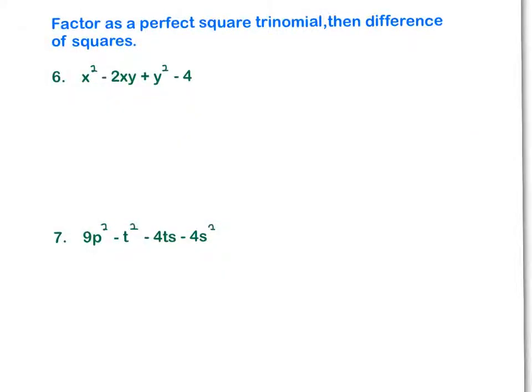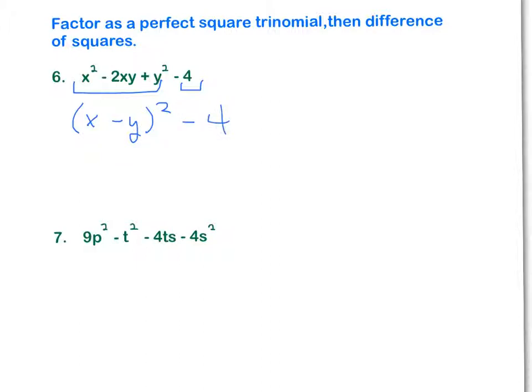In this next example, I'm going to factor as a perfect square trinomial, then a difference of squares. So instead of pairing it as 2 and 2, I'm going to pair it as 3 and 1. I'm going to look at the first three by themselves. The reason I'm pairing them together is because it's a perfect square trinomial. So I'm going to be able to factor it as x minus y quantity squared. And then I have the minus 4.